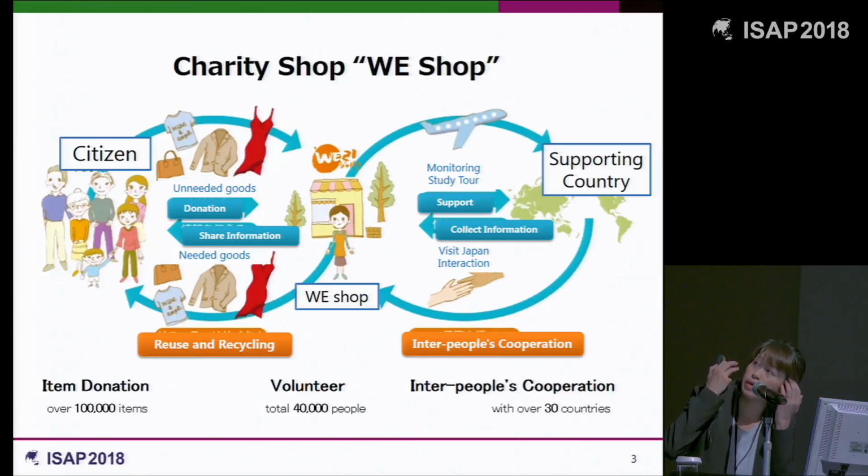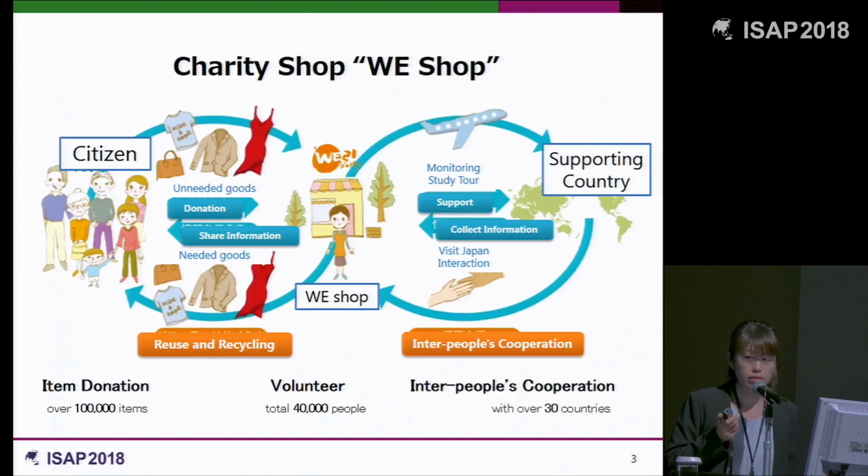And this is how the charity shop works. Shops are located on high streets and close to the stations, and the citizens donate unused goods to the shop. The shop is run by volunteers who segregate the goods brought in by the citizens, such as clothes and other goods from the backyard, and then put on the price tag and display the goods in the shop to sell them.